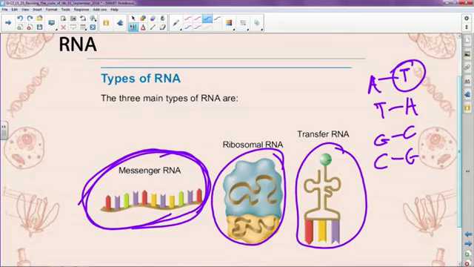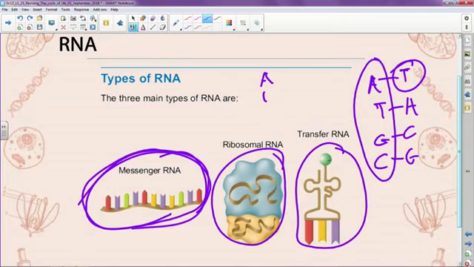So if I have a look at it, DNA is ATGC. RNA is AUGC. Can you see the difference? That U, as soon as you see a uracil, you will know it's an RNA molecule. Okay, that's the first thing.